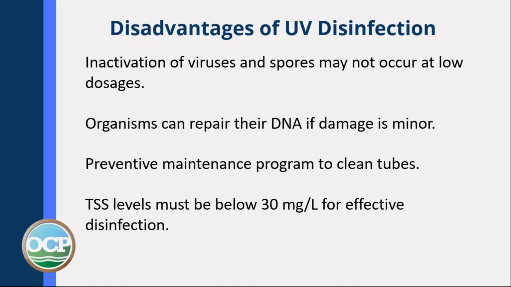Disadvantages of UV disinfection: inactivation of viruses and spores may not occur at low dosages. Organisms can repair their DNA if the damage is minor. You must have a preventive maintenance program in place to clean the tubes. TSS levels must be below 30 milligrams per liter in your effluent stream for effective disinfection. So you must have good secondary treatment of your wastewater.